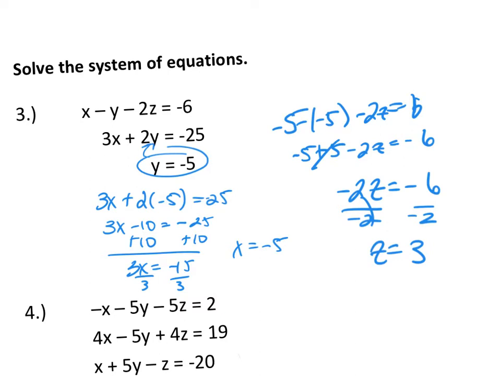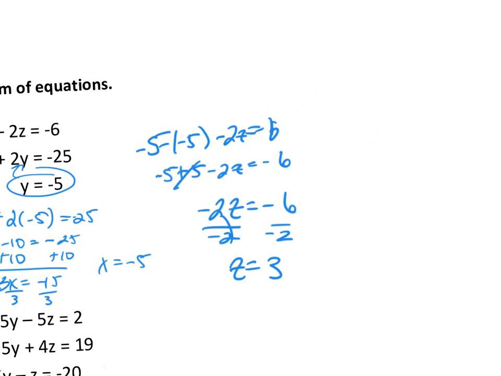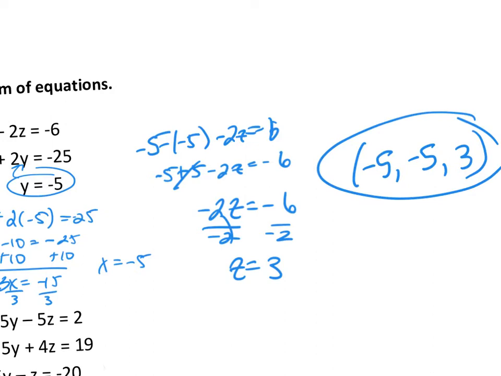Now, this is important because your directions will say to write your answer as an ordered pair or as an ordered triple. Don't just leave it like this. I'm taking points off. Write it as an ordered triple. What would my answer be? Negative 5, negative 5, 3. There is your answer. That is what I'm looking for.